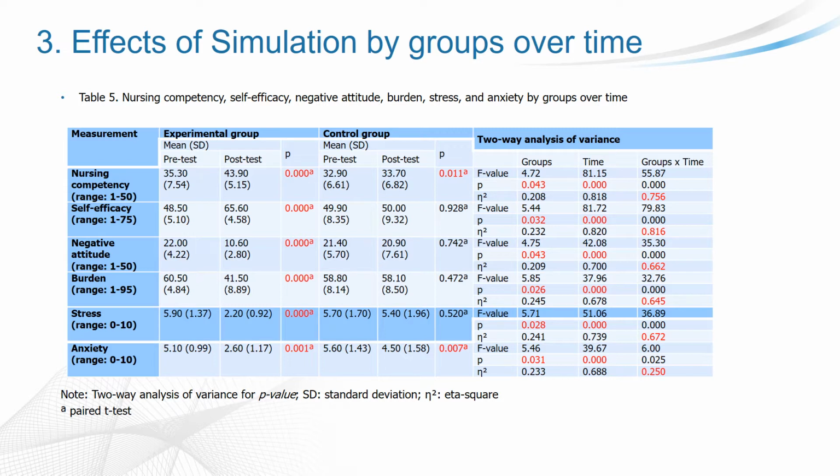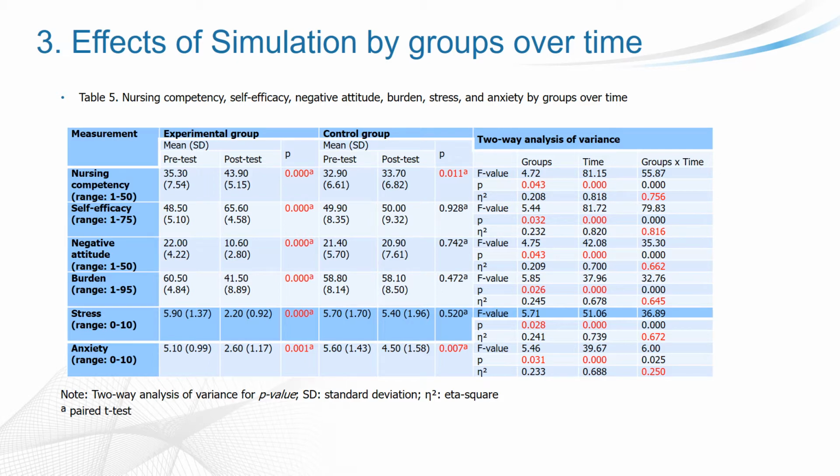Lastly, this table shows the effects of simulation by groups over time. The mean score of the nursing competency and self-efficacy in the experimental group significantly increased at the post-test, while the mean score of nursing competency in the control group showed a small increase over time. The mean score of the negative attitude, burden, stress, and anxiety in the experimental group significantly decreased at the post-test, while the mean score of the anxiety in the control group showed a small decrease over time.